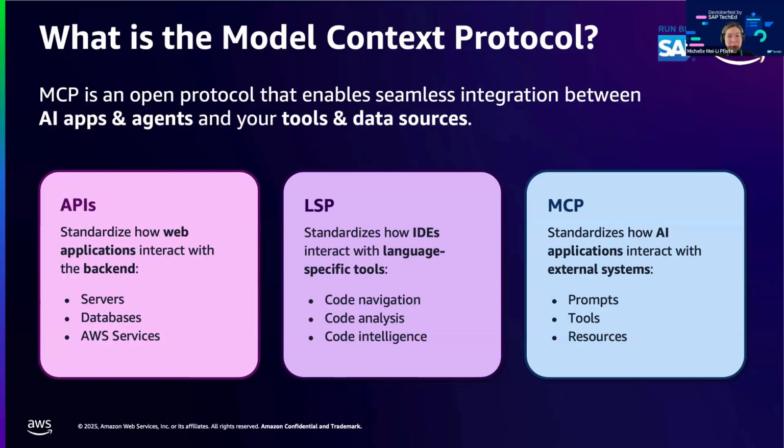So what exactly is MCP? Think of it as the missing piece in your AI infrastructure puzzle on how to connect external systems to agents. Really similar to how APIs standardize how web applications interact with the backend. But why is it so important and why is everyone talking about it?